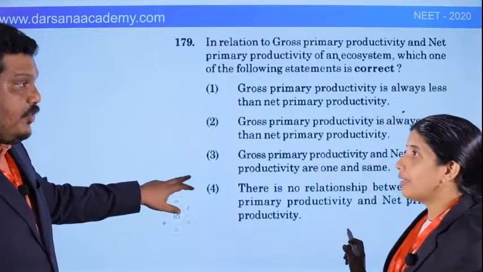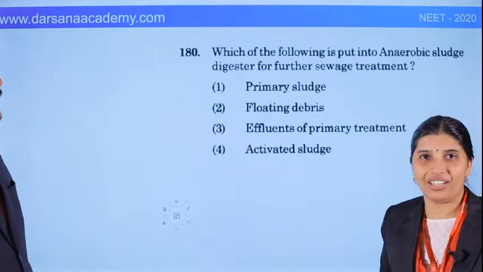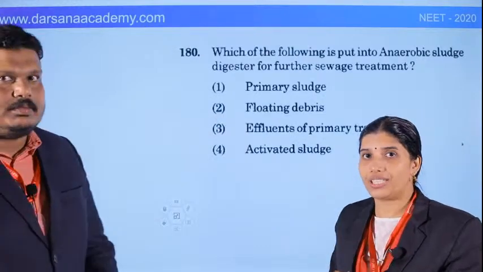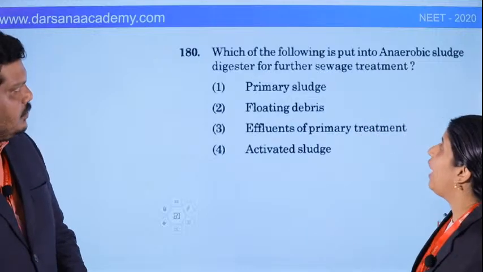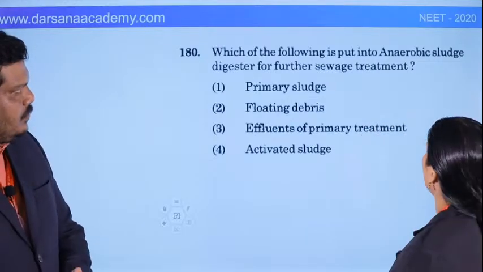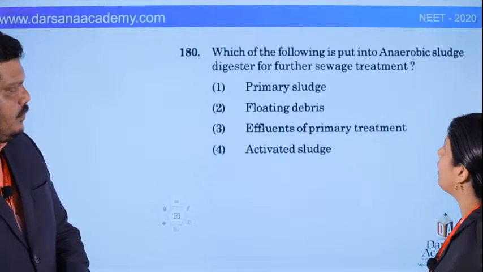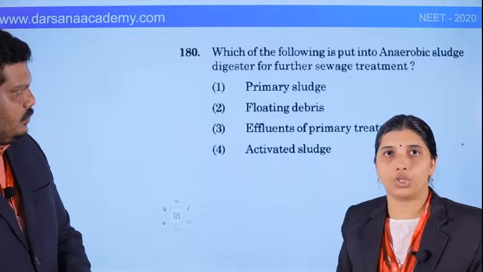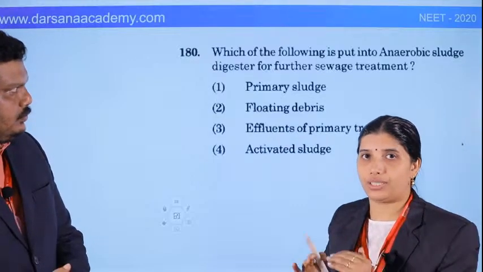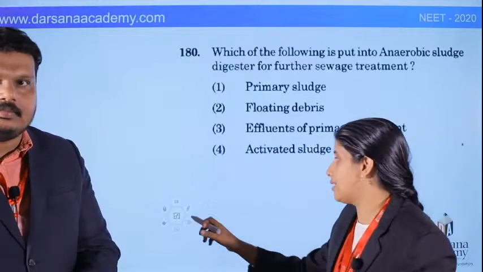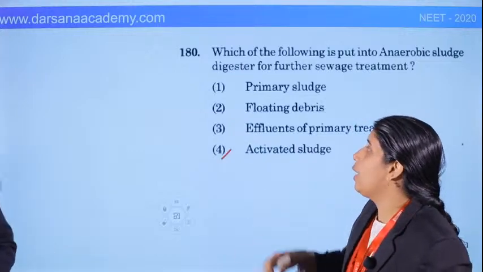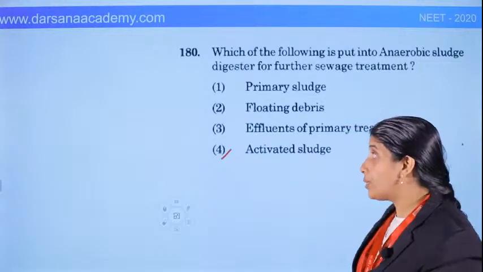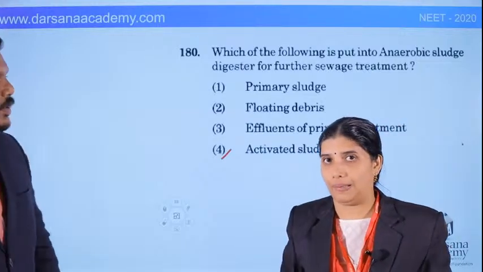This is the final question of this session. We are going to wind up our discussion with this question. Question number 180: which of the following is put into an anaerobic sludge digester for further sewage treatment? That is from microbes in human welfare. We know that activated sludge is the direct answer. Option 4 is the correct answer for this question.